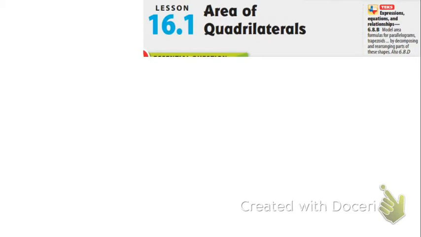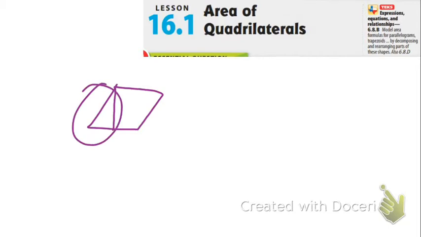All right, so ladies and gentlemen, lesson 16.1, area of quadrilaterals. The state of Texas expects you all to be able to model area formulas for parallelograms and trapezoids by decomposing and rearranging parts of these shapes. What they mean is, let's say, for example, we have a parallelogram. If you were to cut off this part right here, you could rearrange it so that it fits right there, and we would have a rectangle. That's what they're trying to say.